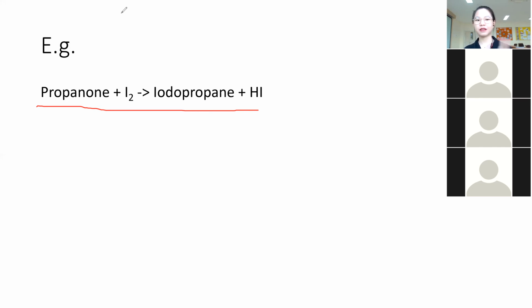But which one is the rate determining step? So in this case, the catalyst is H plus, so it's a proton.